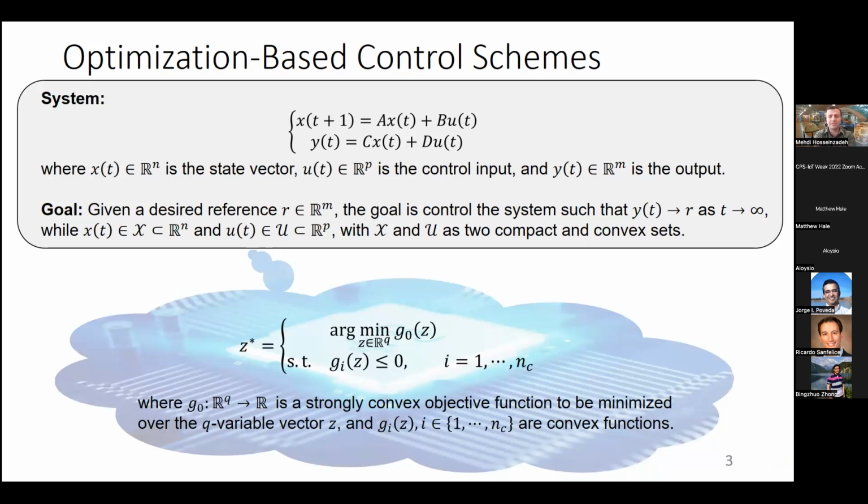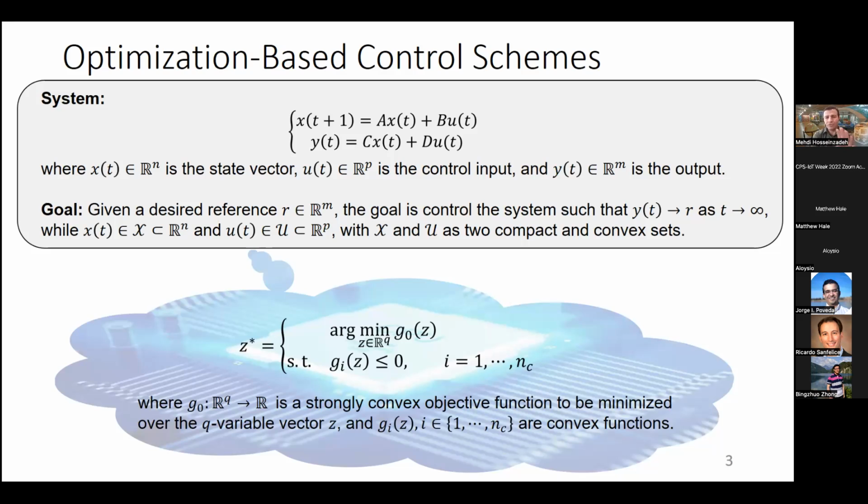Here, Z is a general variable. If we talk about the model predictive framework, it will be the control input. If we talk about the reference governor, it will be the auxiliary reference. G0 is a strongly convex objective function, and the constraints on the state and control input can be expressed as NC inequality constraints. GI is a convex function. So as you can see, it's a convex optimization problem.